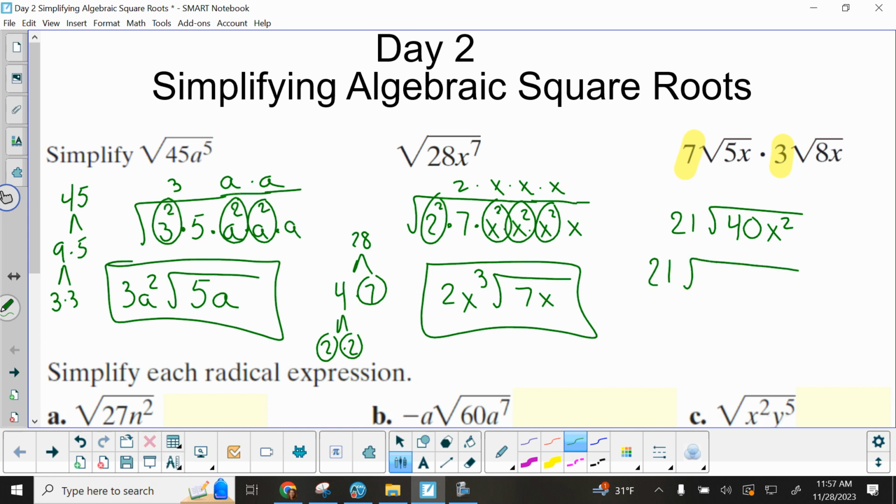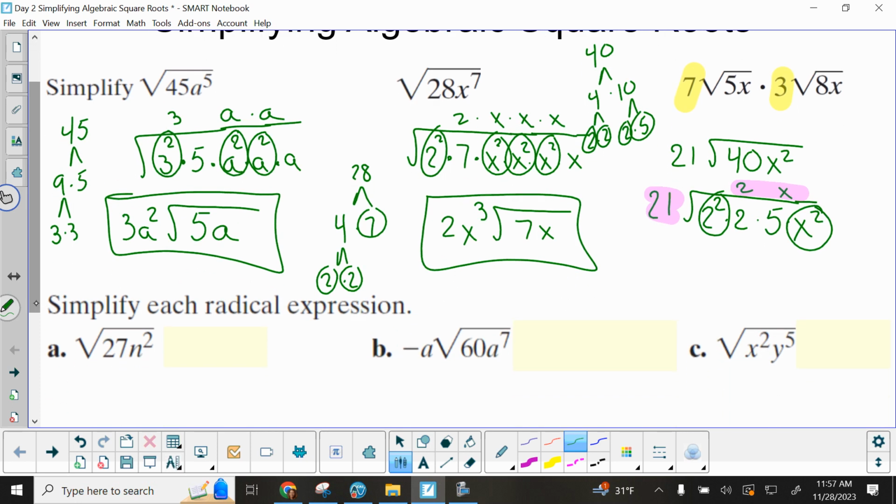I'm going to break down 40. So I have 2 to the third times 5. I'm going to rewrite that as 2 squared times 2 times 5. And then I'm going to leave it as x squared. So out of the radical comes a 2 and an x. So I'm going to multiply the 2x with the 21. So that gives me 42x and then radical 10.